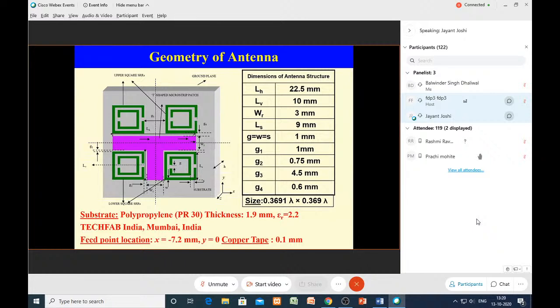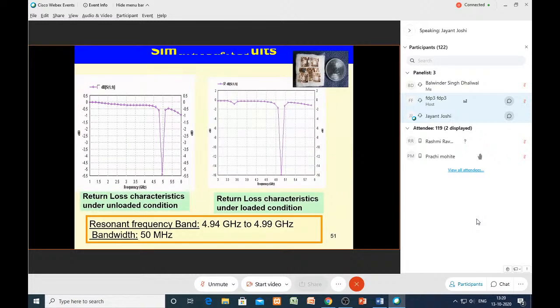So this is the geometry, with size in terms of lambda. These are the simulated results at 5 gigahertz. Then I reduced it by increasing the number of SRRs, and I brought it to the public safety band of 4.94 gigahertz to 4.99 gigahertz. I got an exact 50 megahertz bandwidth here for public safety applications.